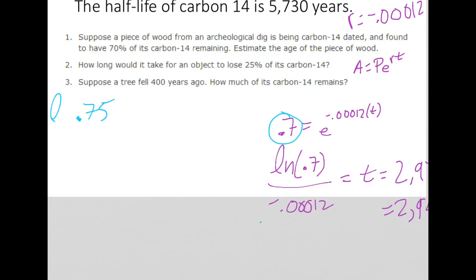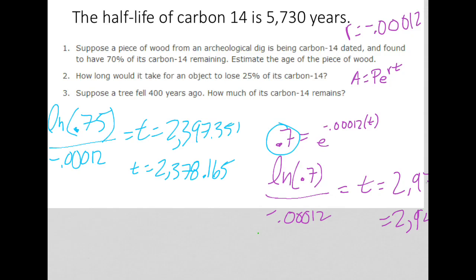We're still going to get the natural log of 0.75 there, divided again by that rate, negative 0.00012, and that will tell us the time, which in this case, if we round, 2,397.351 years, and if you don't round, 2,378.165 years.